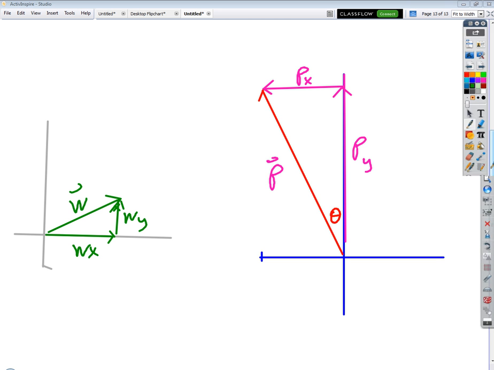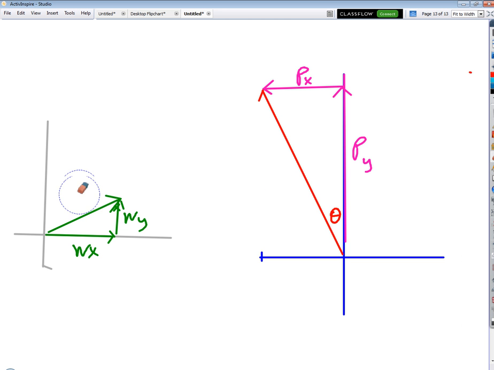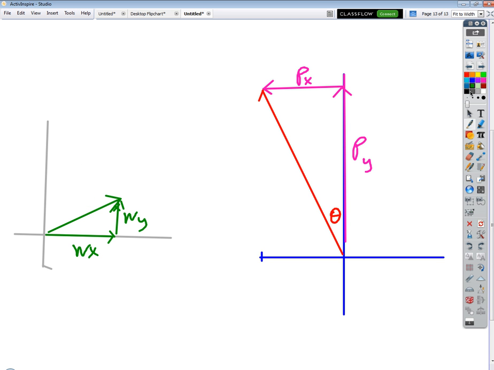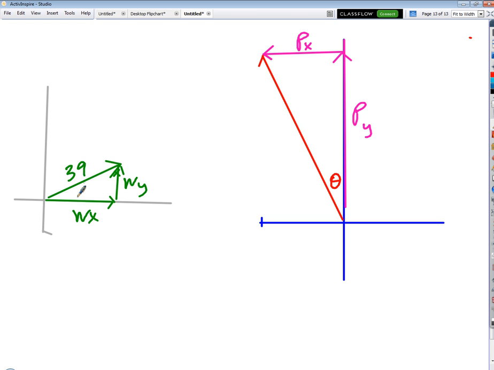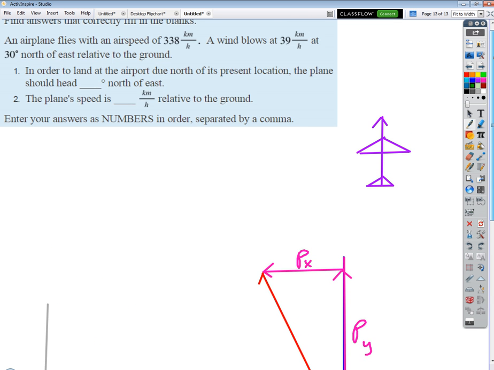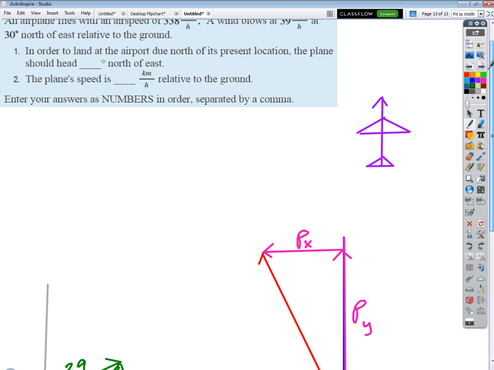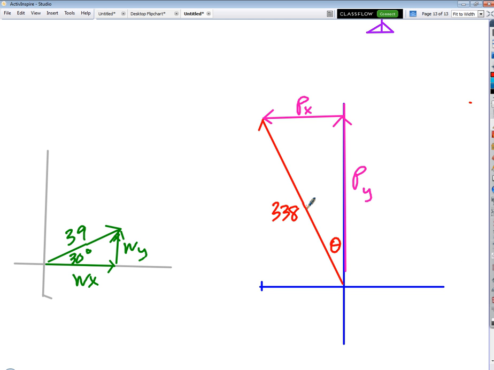So let's put some numbers on this instead. We might have time, I don't know, we didn't get through it last time, but this class goes faster, we're a smaller group. So remember what the speed was on the wind? I don't remember. 39. So this is 39, and that's 30 degrees, right? 30 degrees north of east. Okay, the plane is 338, right? So this is 338, and the angle, we don't know, it's theta, right?